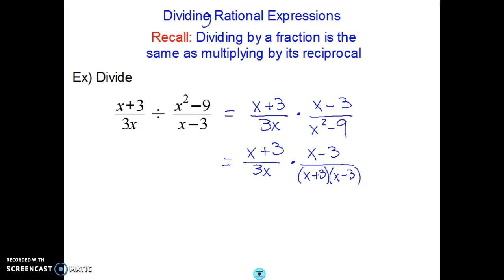At which point we can now see there's an x minus 3 that will cancel with an x minus 3. There's an x plus 3 that will cancel with an x plus 3. And all that we have left now is 1 times 1 in the top, which is 1. And on the bottom, all we have left is 3x. Which means that is our final simplified answer to this division problem.